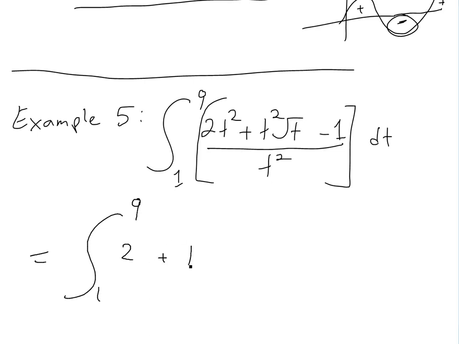is just square root t, or t to the 1 over 2, just put it like that because it's easier to take the antiderivative, and then minus, well, this is going to be just t to the negative 2 here. Let's put a negative there just because it's easier getting the antiderivative of this one here.